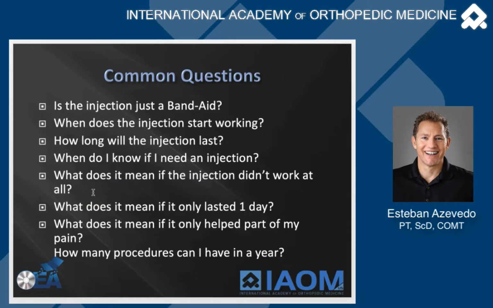Okay, next question. What does it mean if the injection didn't work at all? Oh, good. I just answered that a couple minutes ago. So that usually means it's a different pain generator. So let's say you have joint pain in your back and you do an epidural. Well, it's not going to do a whole lot because the medication didn't get to the joints. Or sometimes if you have a disc bulge so large, that prolapse, that the injection just can't help that because it's this large disc bulge compressing the disc.